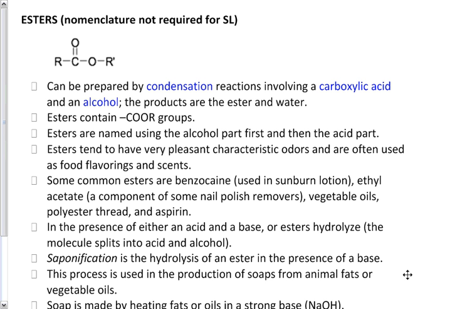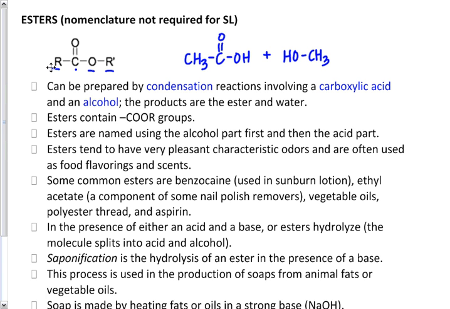So if you look at this, you have some carbon chain, and it will be attached to a carbonyl carbon, so carbon double bonded to O, another oxygen, and then another carbon chain. These are prepared by taking any carboxylic acid, I'll just list ethanoic acid as one example, and reacting it with an alcohol. I'll just use methanol as our example.